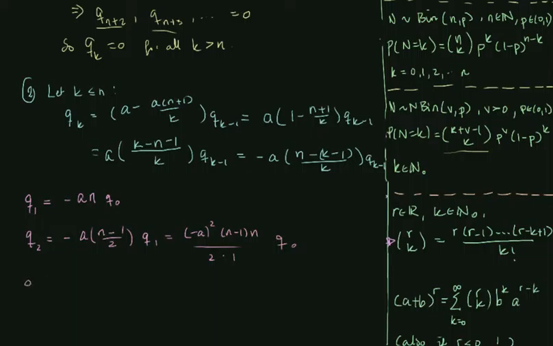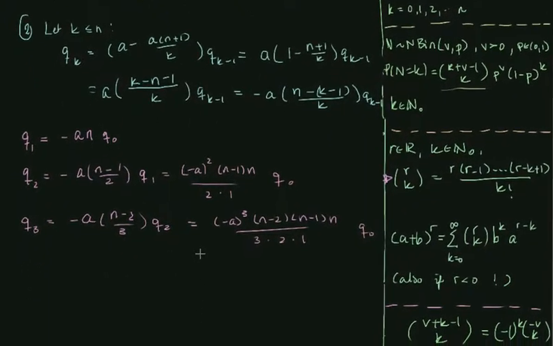I can carry on a little bit and see if I can spot a pattern here. I have minus a multiplied by (n minus 2), since 3 minus 1 is 2, divided by 3, multiplied by q_2. I plug in the value of q_2, and what I get is minus a to the third, (n minus 2)(n minus 1)n divided by 3 multiplied by 2 multiplied by 1, q_0.